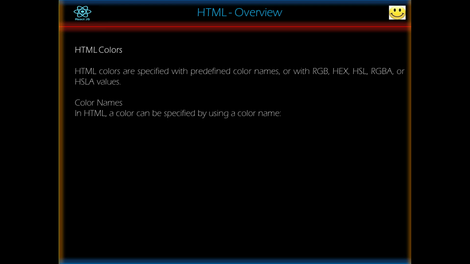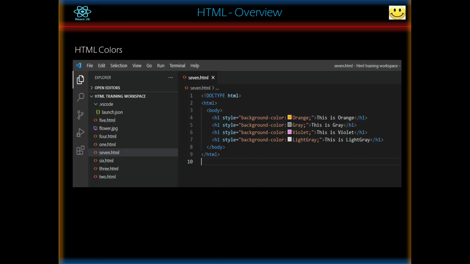Now we are learning about HTML colors. HTML colors are specified with predefined color names or with RGB, HEX, HSL, RGBA or HSLA values. Color names in HTML: a color can be specified by using a color name. So now we have created a 7.html file. In this HTML file, from line number 4 to line number 7, we have specified the style, which is an attribute for the h1 tag.